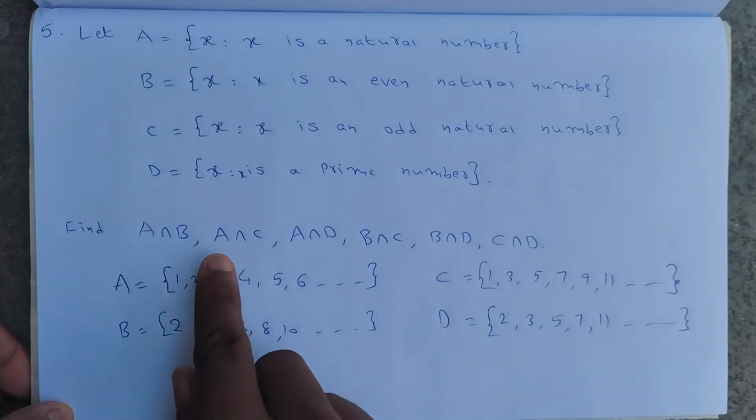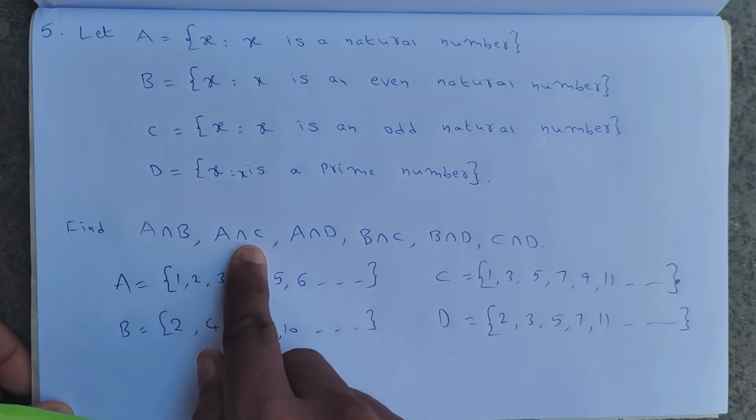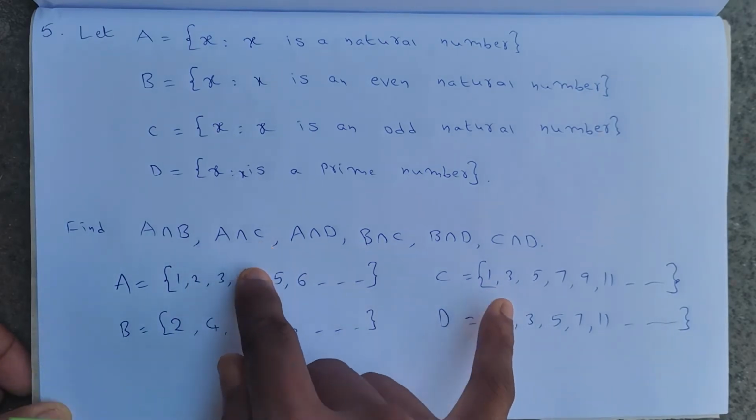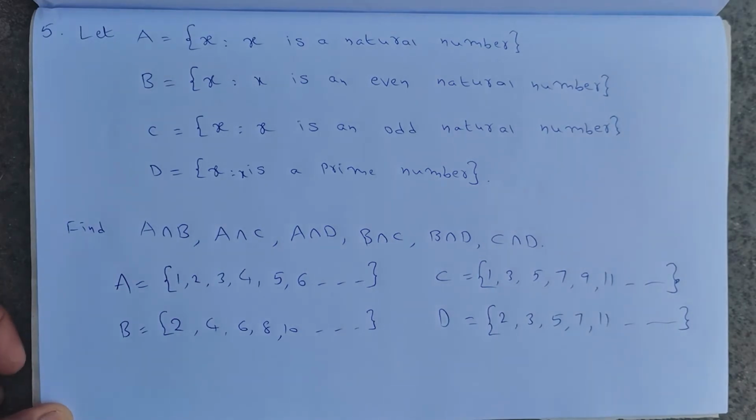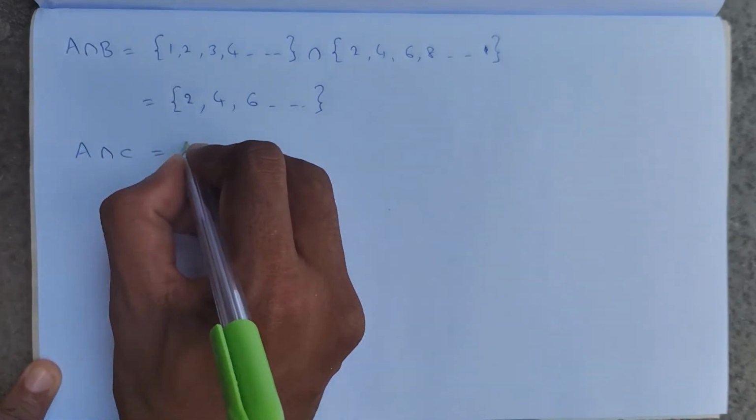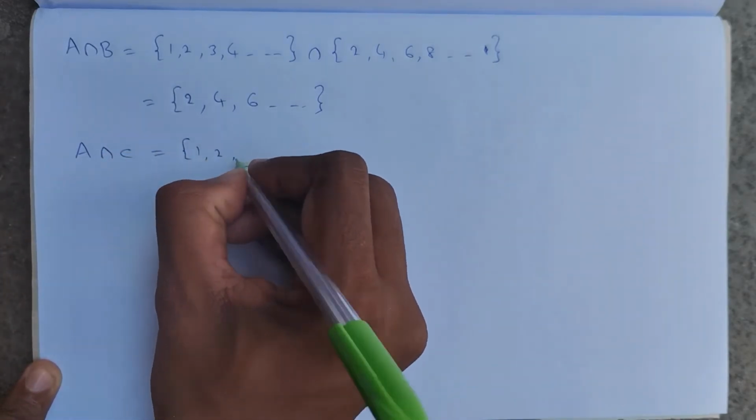Then next he is asking to find A intersection C. Set A is all the natural numbers and set C is all the odd numbers. Natural numbers intersection odd numbers. A intersection C. A is the total natural numbers list.